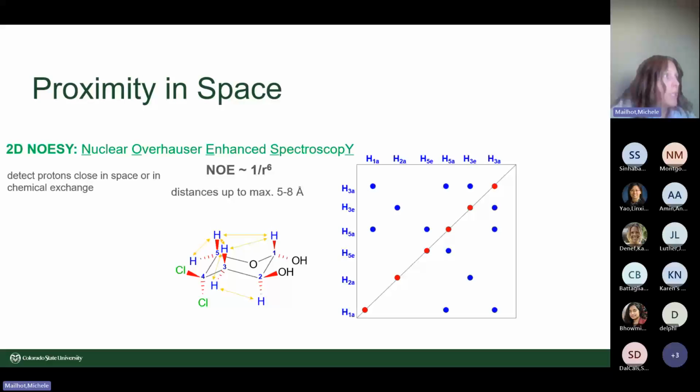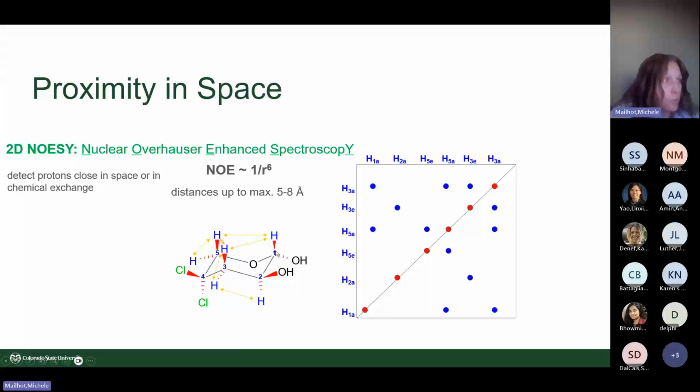So the NOESY and the ROESY are exactly the same experiment. One happens in what's called the rotating frame, and one does not. So the ROESY happens in the rotating frame, the NOESY does not. So why does that matter? Typically for small molecules, the NOESY is a little bit better, and for large molecules, the ROESY is better. But it's not set in stone and there's no magical cutoff. So typically you just try one and see if it works for you, and if it doesn't, then you try the other one.